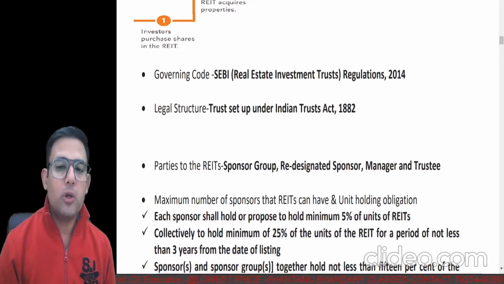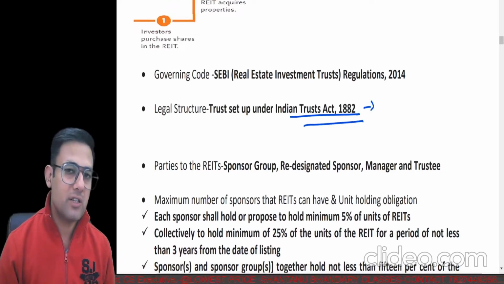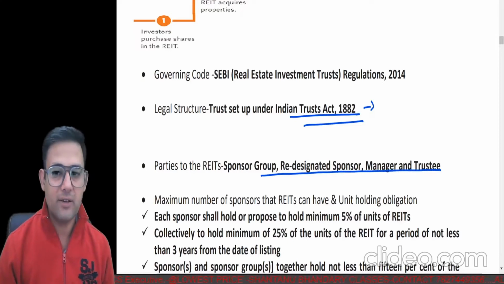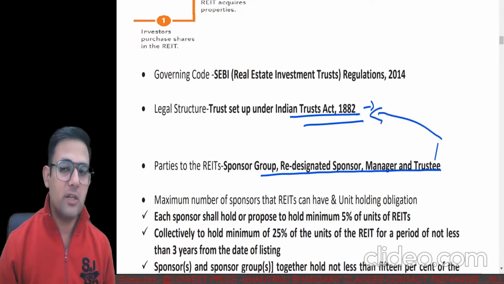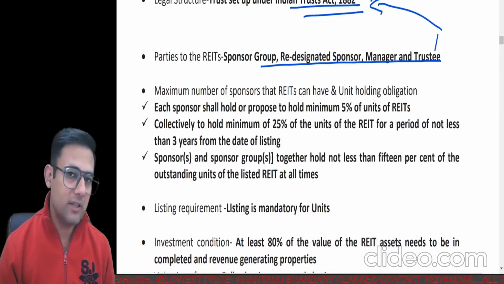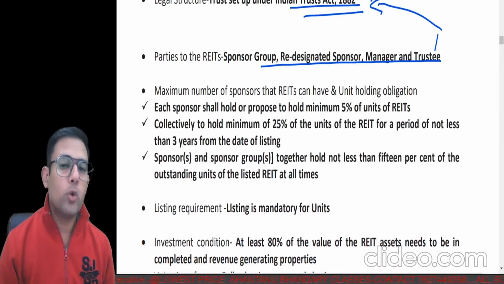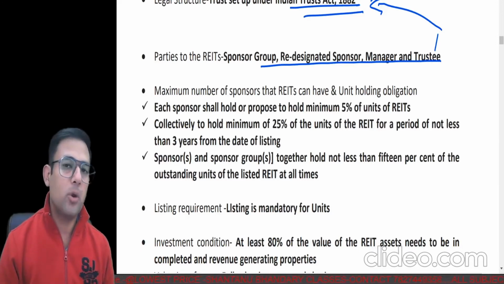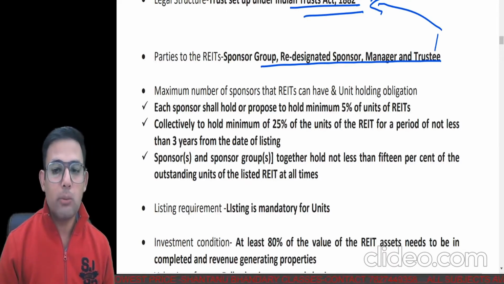For REIT, you also need to establish a trust, and that's where the trustee comes in. The parties involved in REIT are the sponsor, the manager, and the trustee. The trustee cannot really exist unless there is a trust. The sponsors are those who start the REIT. They are the first investors and brought up the idea of buying a property, investing the money, and then channelizing the investment and giving returns to the investors. All of this is done by the sponsors. The sponsors need to invest a minimum of 5%.